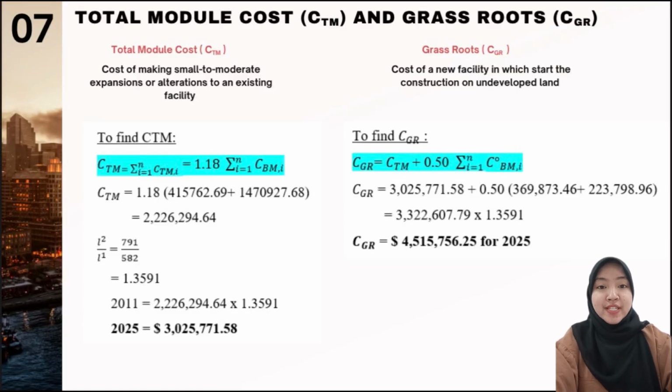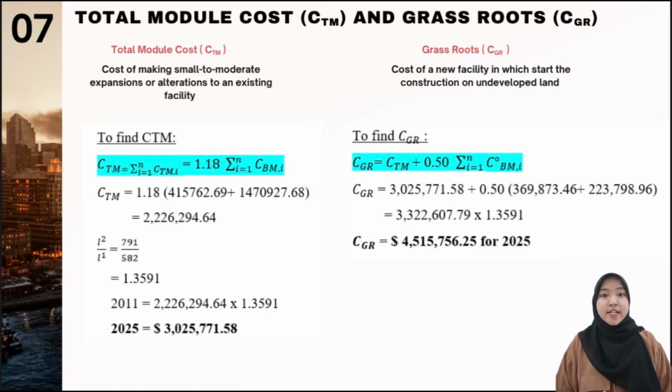Before you find the CTM, you should know the formula. The formula is CTM equal to 1.18 times the sum of CBM, and the CBM should be multiplied with the index. So CTM is equal to 1.18 bracket 415,762.69 plus 1,470,927.68 close the bracket. So the total CTM for 2011 is 2,226,294.64.